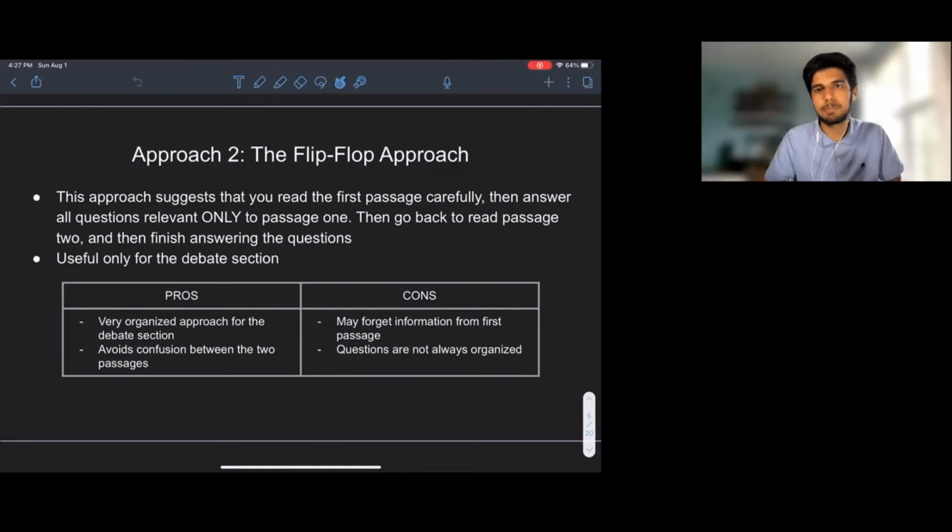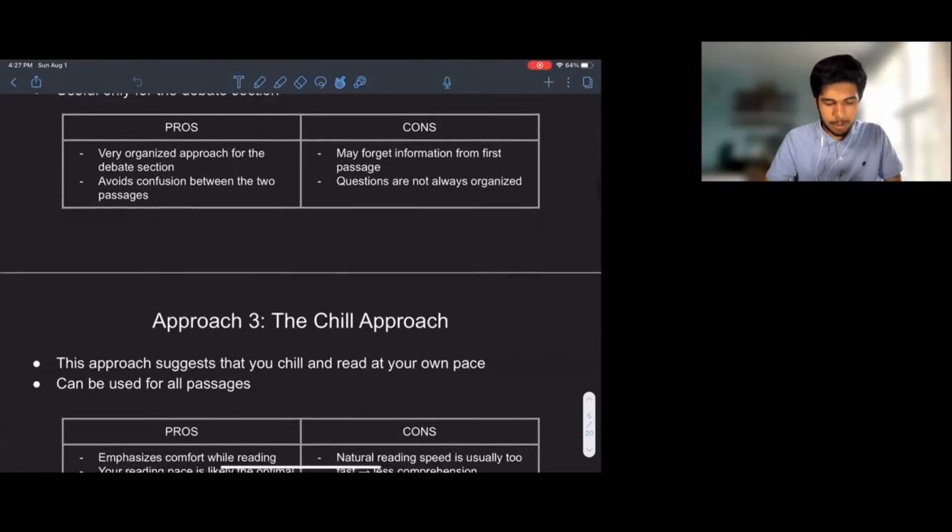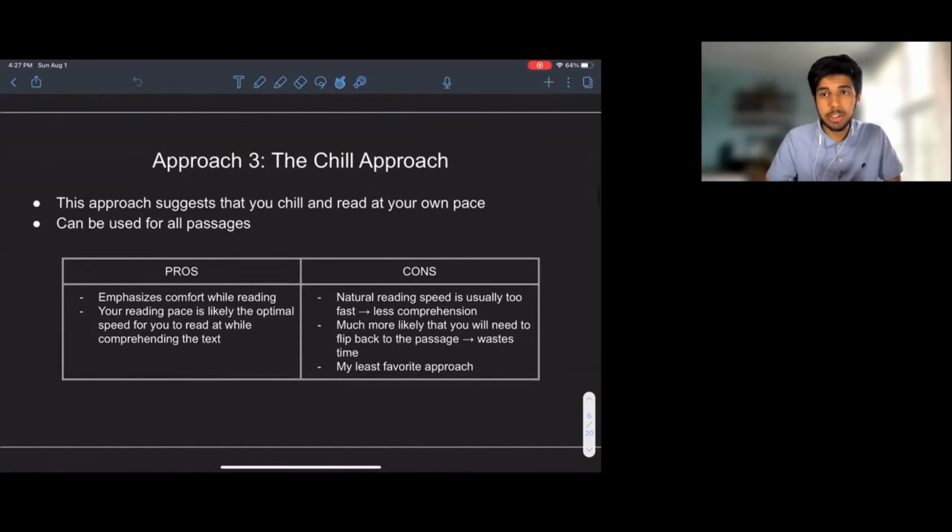And now we'll look at approach 3, which I call the chill approach. The reason for that is because the approach suggests that you just chill and read at your own pace, so long as you're staying within the time limits. And this can be used for all passages. So let's look at the pros and cons. It emphasizes comfort while reading. Reading at your own pace, well, it allows you to be comfortable, and that's really important.